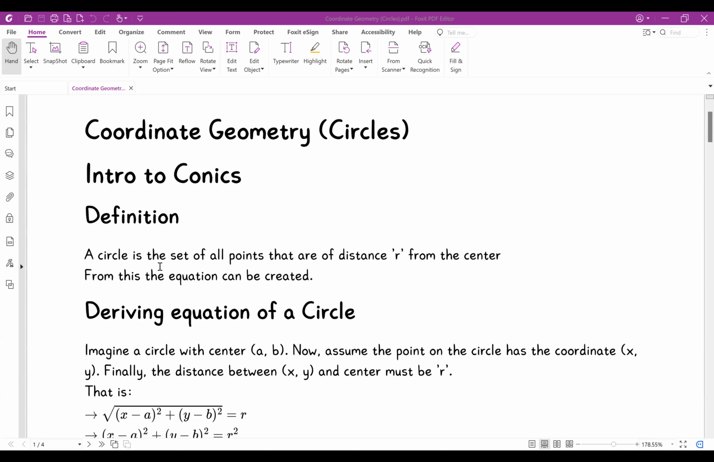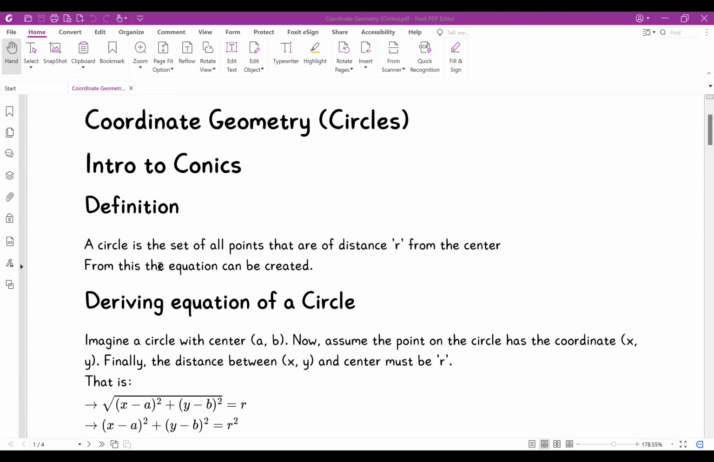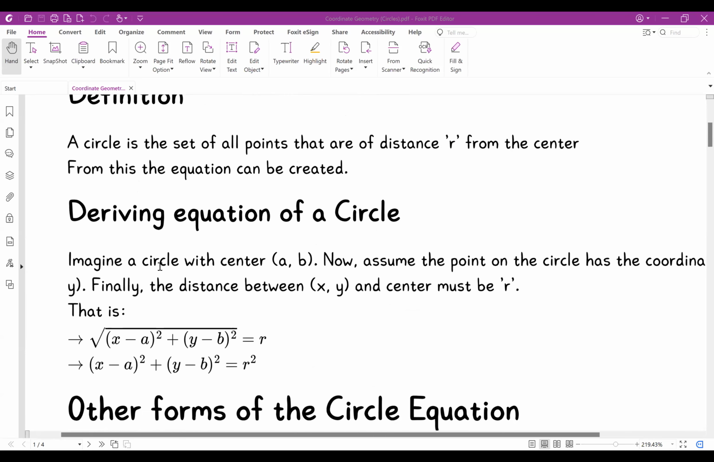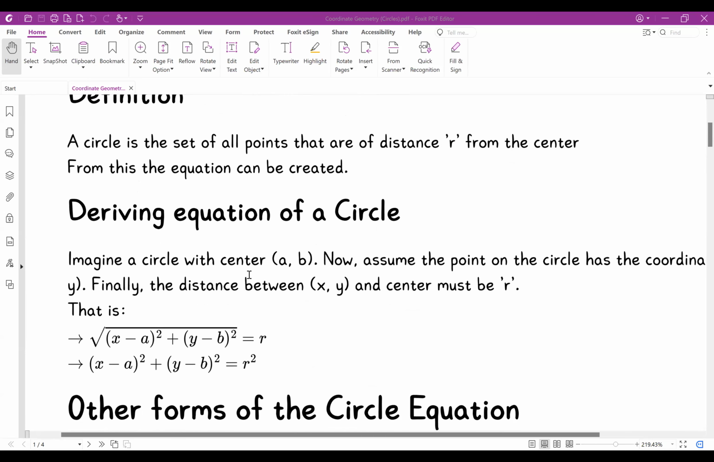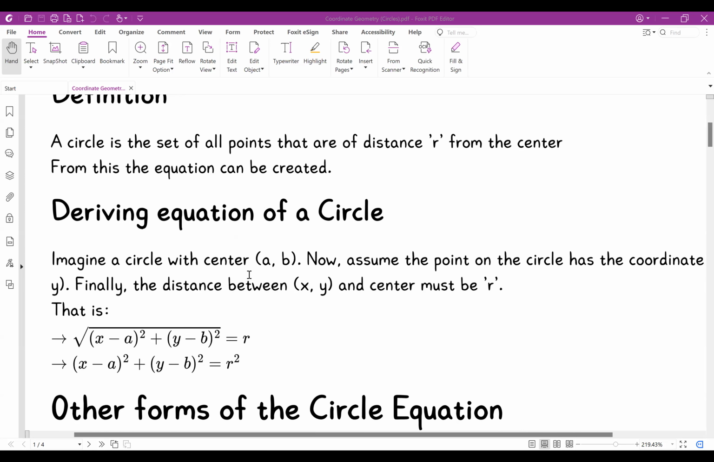A circle is defined as the set of every single point that is of distance r, the radius, from the center. And from that information, you can learn the equation of the circle. If you remember, we're looking at the distance. So imagine a circle with the center A, B. Now, we know that it will be all the points X, Y which have a distance of R.